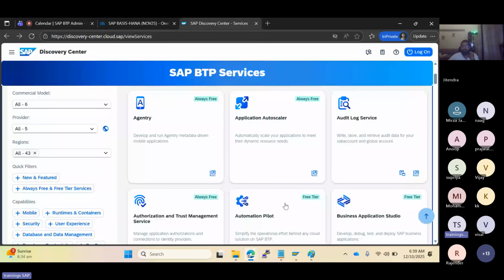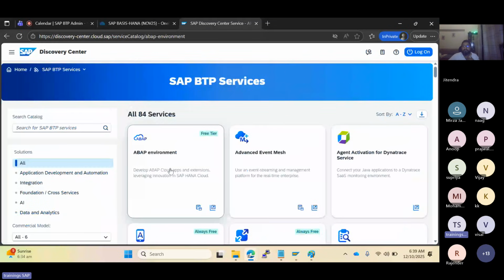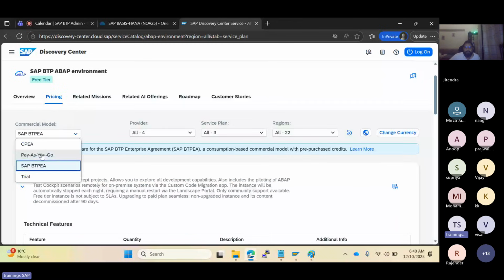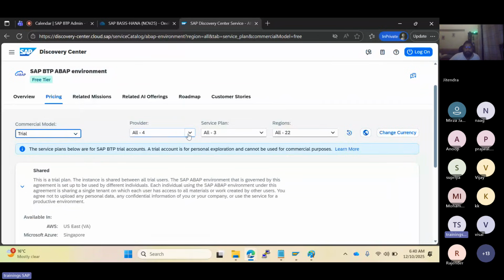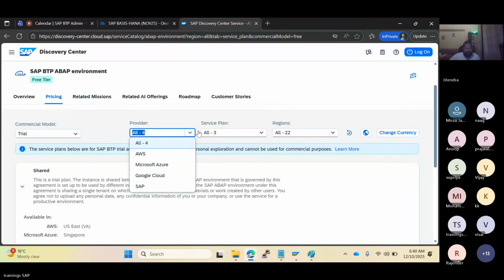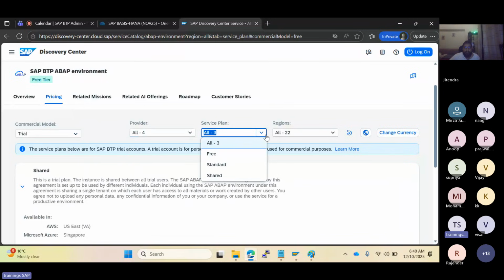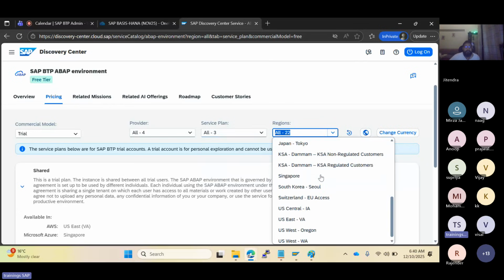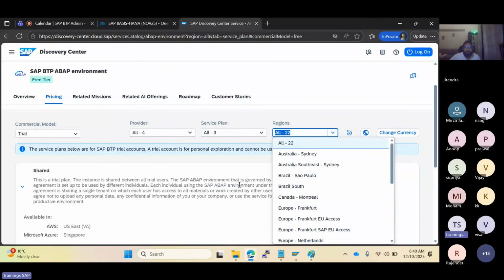For every service, if you go here, you can see the pricing tab. In the pricing tab, they have the licensing model. There is a trial, and there is the enterprise account licensing model. If you see the trial account and the service plans, you can see free service plans available, standard plans also available, and also the regions concept, in which regions the service is available. You can see it here.